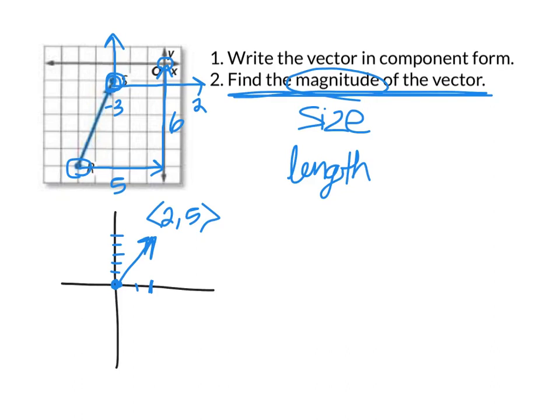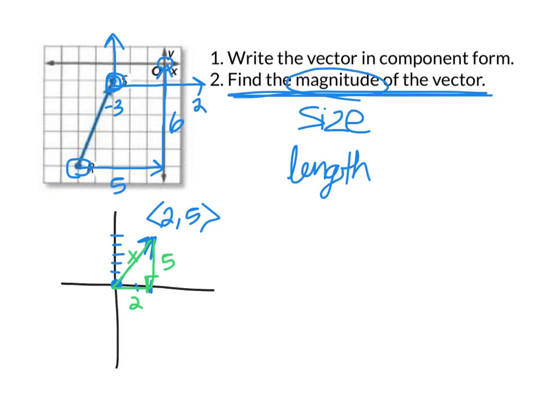We could actually do it a couple different ways. We could do it using the Pythagorean theorem. If we wanted to draw a triangle right here, this is now a right triangle. This is our 90-degree angle. This side length is 2, this side length is 5. So you could use the Pythagorean theorem to find x. That's one way to do it.